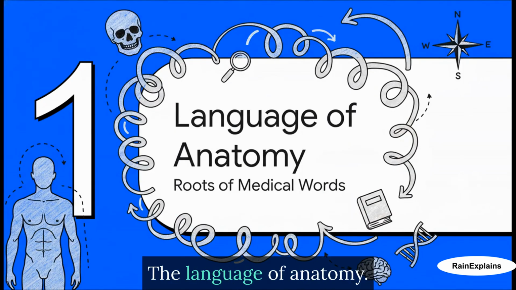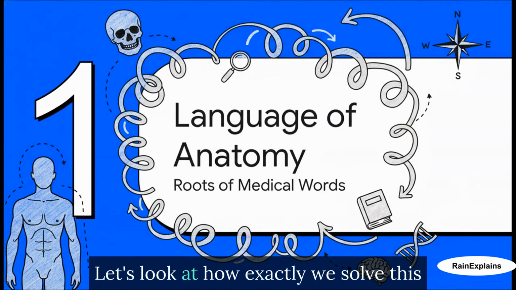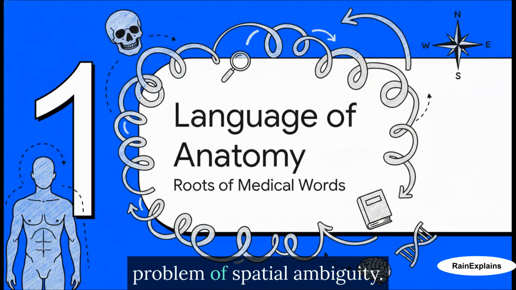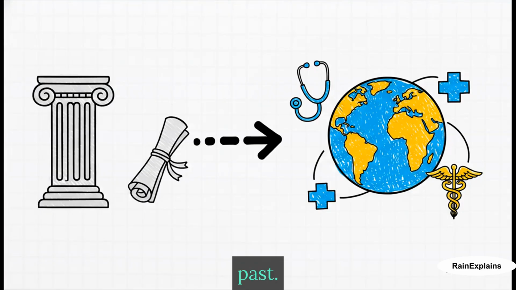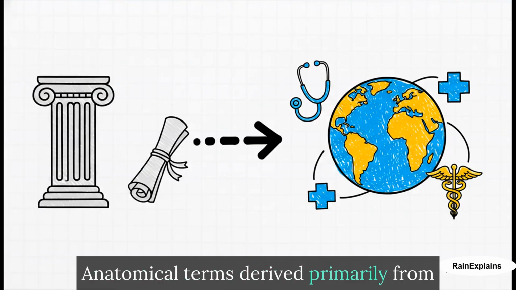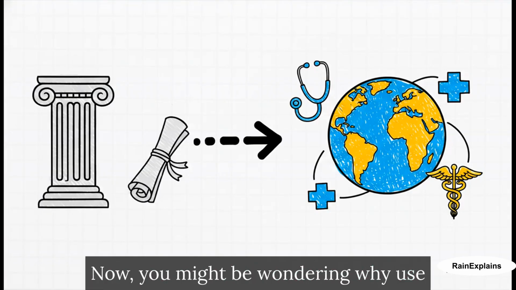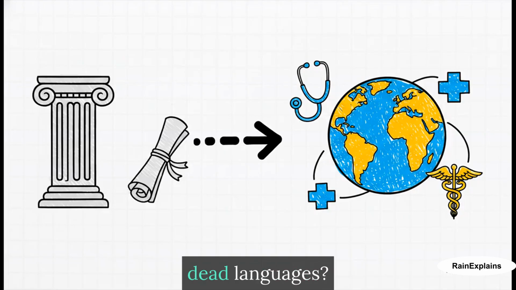Section 1. The language of anatomy. Let's look at how exactly we solve this problem of spatial ambiguity. The solution actually lies way back in the past. Anatomical terms derive primarily from ancient Greek and Latin words. Now, you might be wondering why use dead languages?